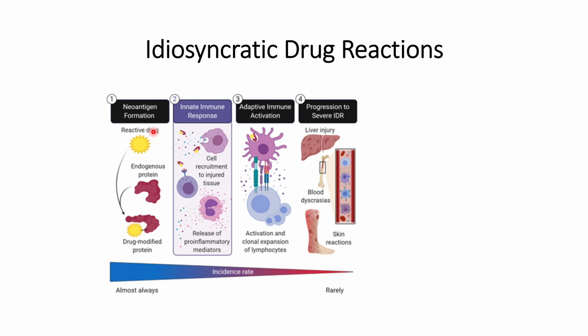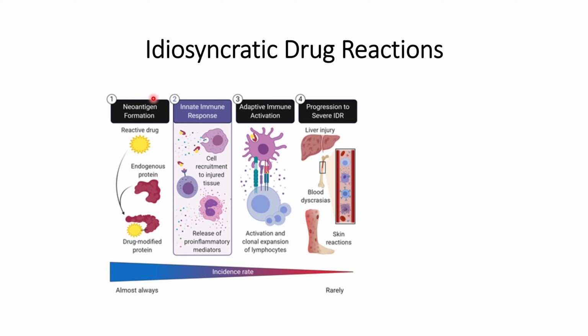First one is neoantigen formation, another one is innate immune response, then adaptive immune activation, and progression to severe IDR, that is idiosyncratic drug reaction. The possibilities of this kind of reaction to be more common are represented here on the left side, and the reactions that very rarely occur are on the right side. So let us understand the terms one by one.